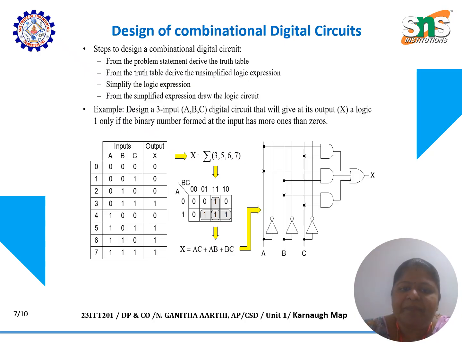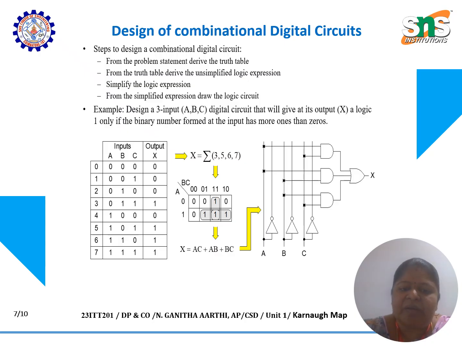Wherever there is more than one 1 in the binary value, we should take the output as 1. The binary equivalent of 3 has more than one 1 in its input, so X comes as 1. Similarly, for the binary equivalent of 5 we have two ones, so the output will be 1. And similarly for 6 and 7 we will be marking it as 1.